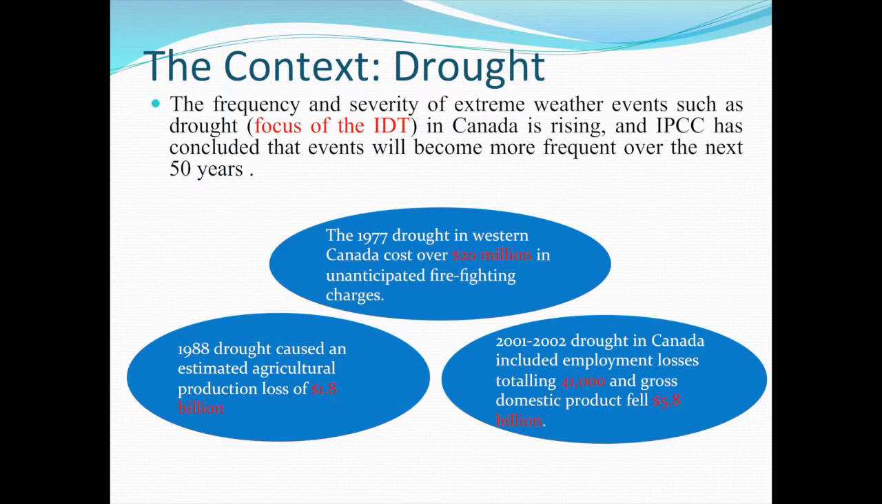The frequency and severity of extreme weather events, such as drought, which the IDT focuses on in Canada, is rising, and the IPCC has concluded the events will become more frequent over the next 50 years. So let's take a look at what happened in Canada. Drought does affect the environment, with wildfires that actually burn money. It also decreases agricultural yield. Society suffers from drought as well.